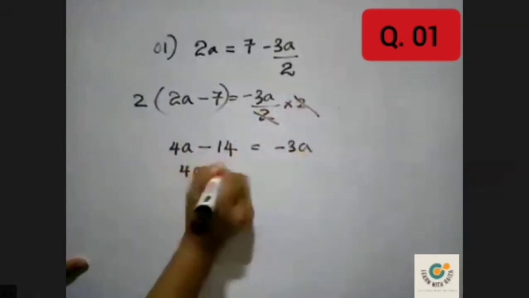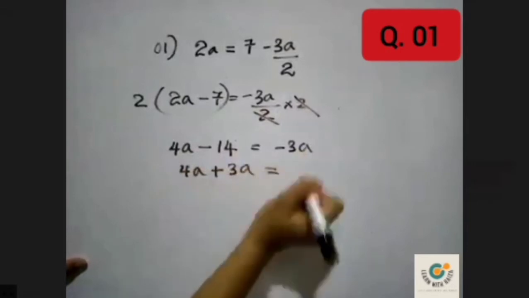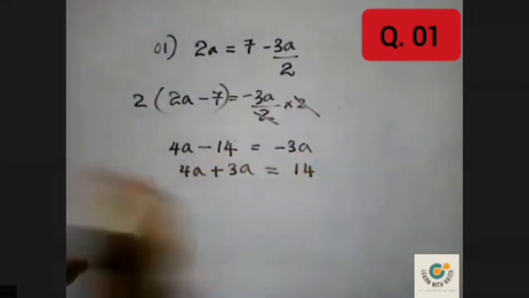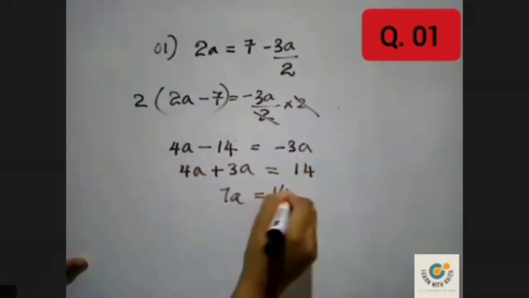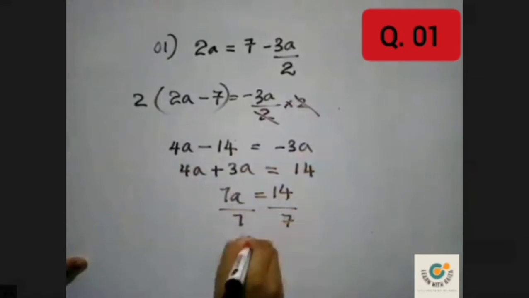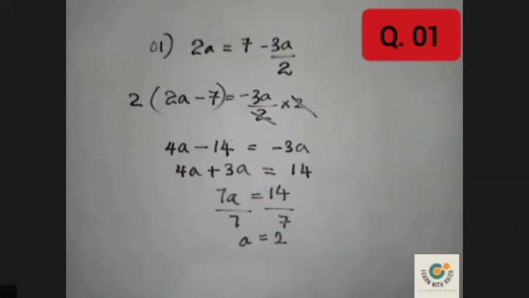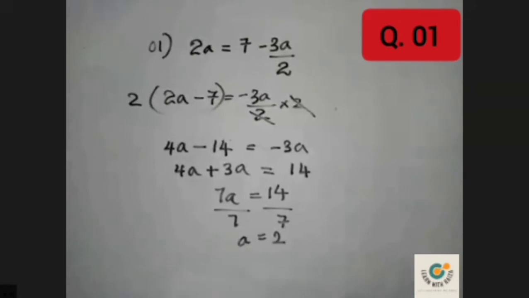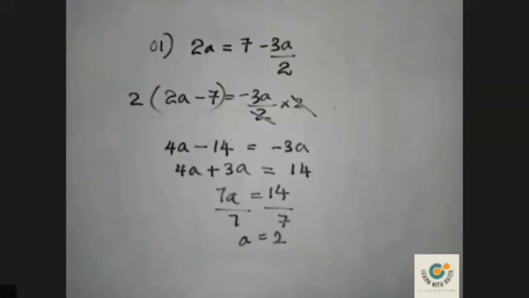Now I'm bringing minus 3a here, it becomes plus 3a, and minus 14 becomes plus 14. Now I'm getting 7a is equal to 14, therefore a is equal to 2. This is the way of solving the equation questions. Now let's look into another question.